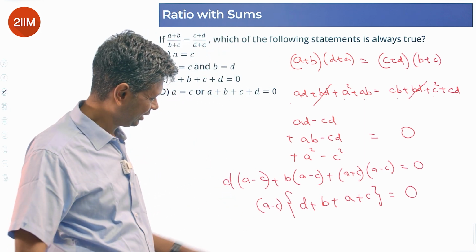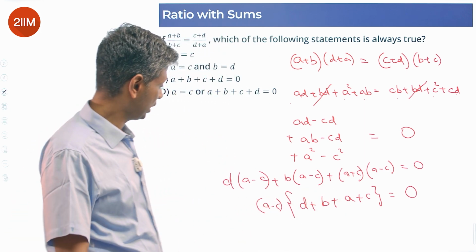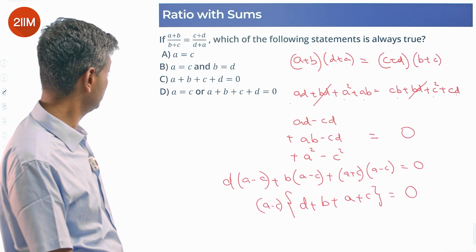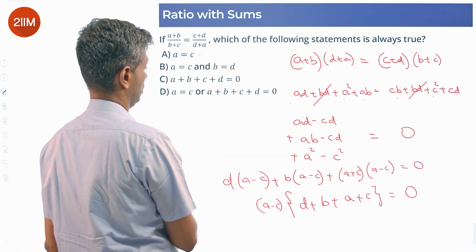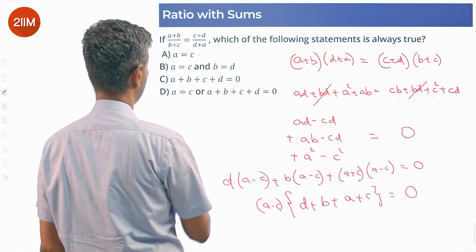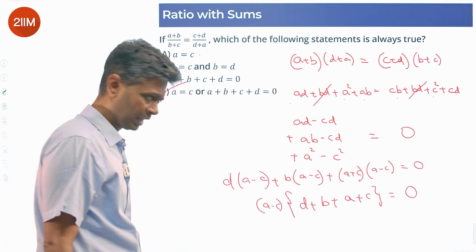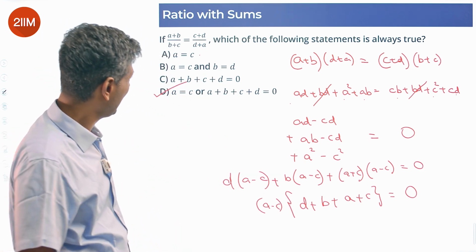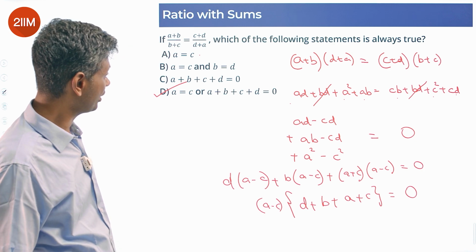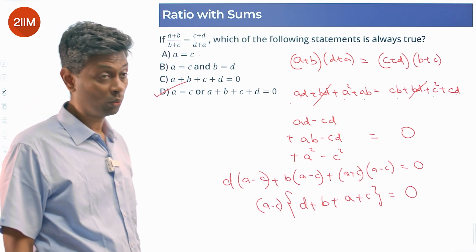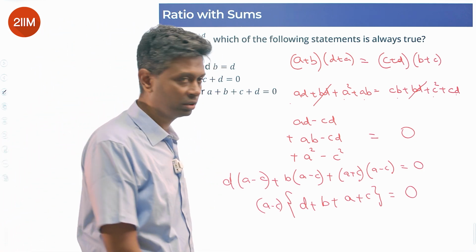This tells us that either this is 0 or this is 0. Either A minus C is 0, so A is equal to C, or A plus B plus C plus D is 0. Either one of them is true, this will hold good. Either A is equal to C or A plus B plus C plus D equal to 0, both work. Answer choice D, D for delta.